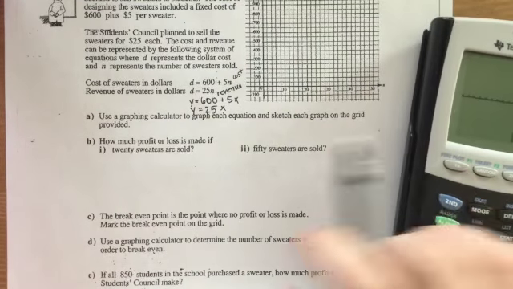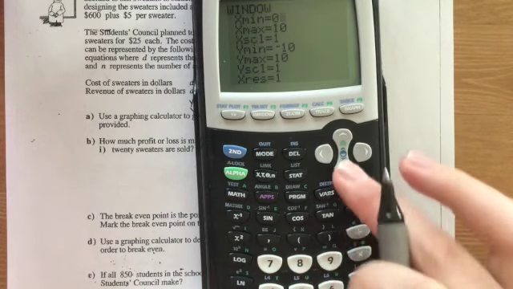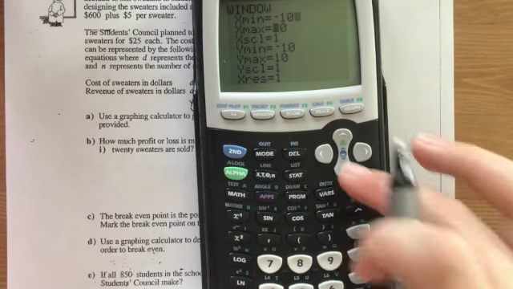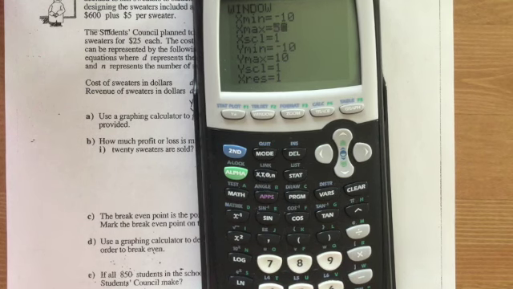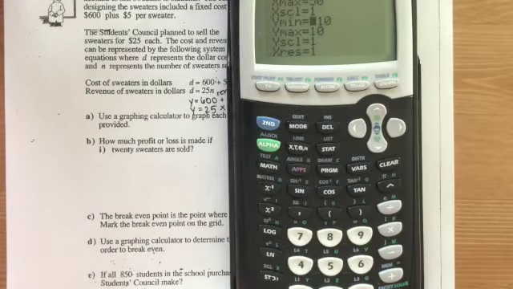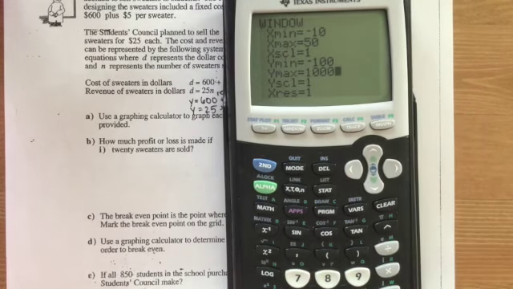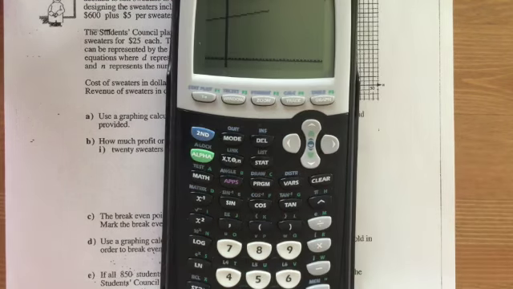X goes from 0 to 50. So I'm going to hit window, X, changing it from 0. I might as well make that negative 10 maybe so I can see a little bit further. Negative 10 to 50. And then Y from negative 100 to positive 1000. So sorry, here's my X min, X max, Y min, Y max. You can take a second to pause if you need to look at that as well. Graph, and now I see my window has changed.